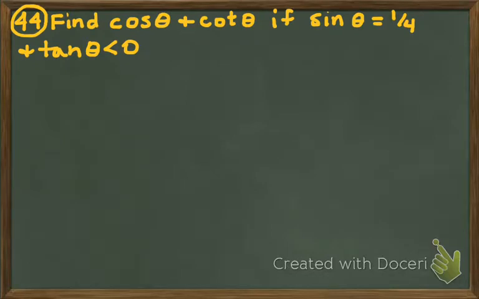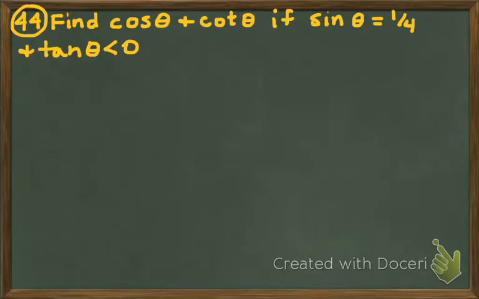Then we go to 44, possibly the most important one of the examples out of either of these videos in terms of learning how to think about this type of problem, because these are classic trig problems here. Alright, our directions tell us to find the cosine and the cotangent of theta if the sine of theta is 1/4 and the tangent is less than 0.